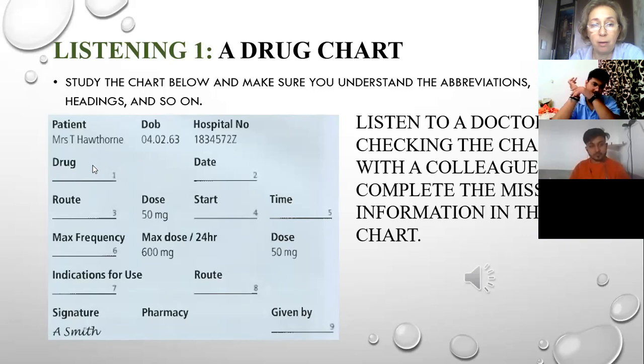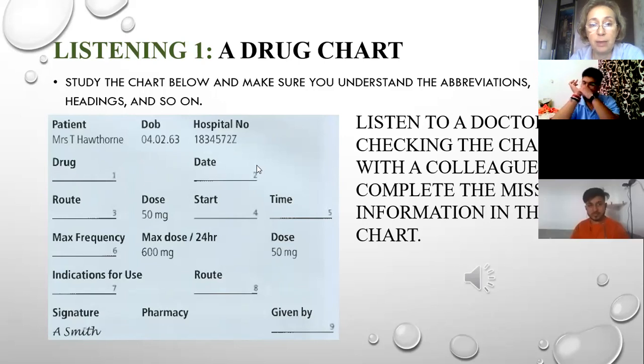The heading is drug. What should we write here? The drug name. Drug name. The name of the drug which we prescribe to that patient. Date. What should we write? The date of the prescription. The date of when the drug is taken. Administration. Maybe prescription, maybe when the drug should be taken.